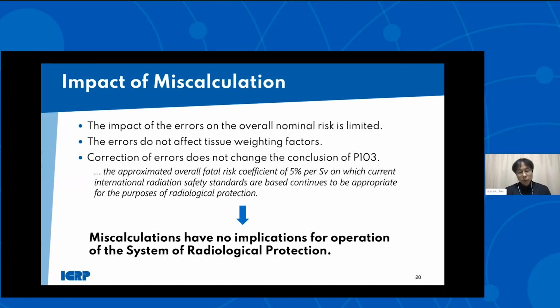In Publication 103, it is written that the approximated overall fatal risk coefficient of 5% per sievert, on which current international radiation safety standards are based, that means Publication 60, continues to be appropriate for the purposes of radiological protection. So we judge that the miscalculations have no implications for the operation of the system of radiological protection.